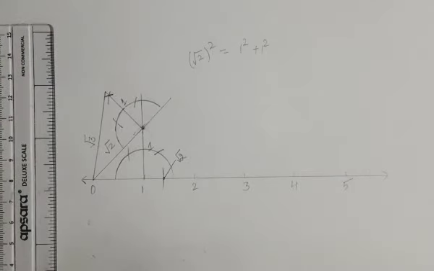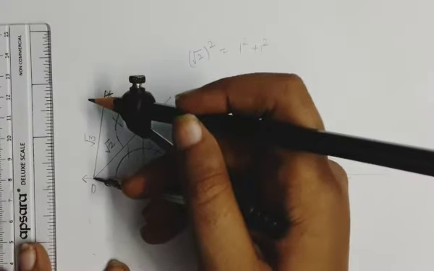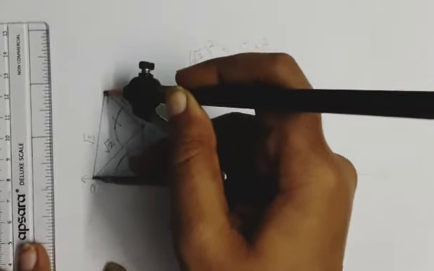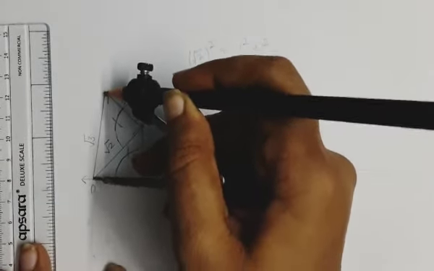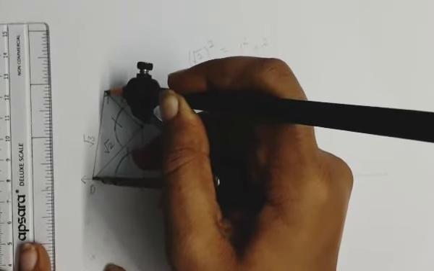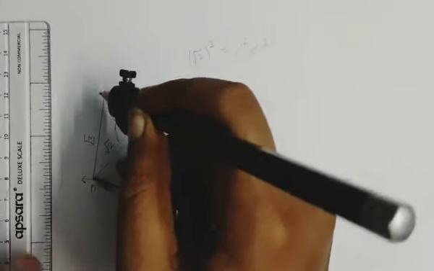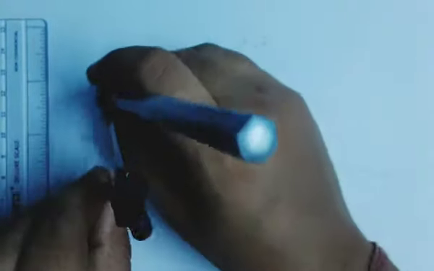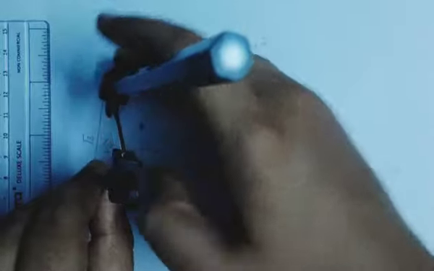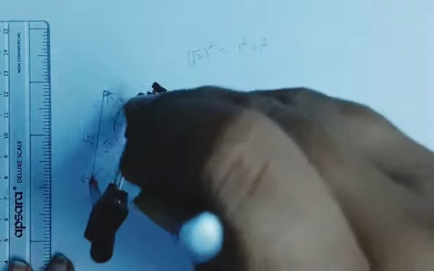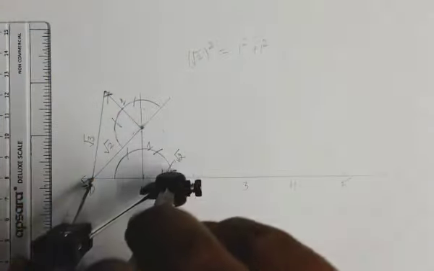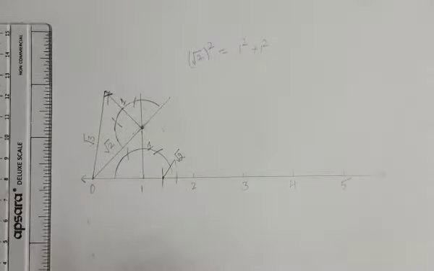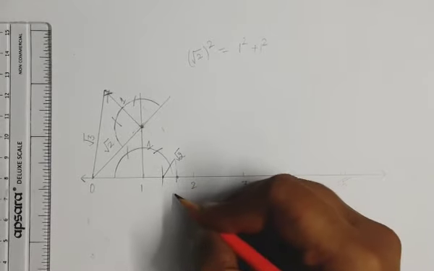Now to represent √3 on the number line, what are we going to do? We are going to open the compass with radius as √3. As you can see, with radius as √3, then we are going to mark, using the same radius, an arc on the number line which represents √3. So this arc here represents √3.